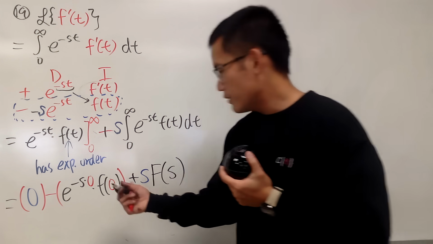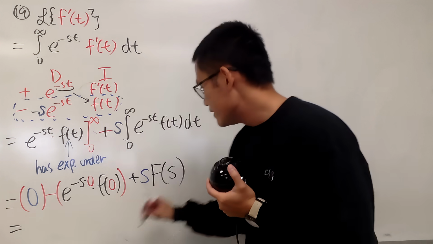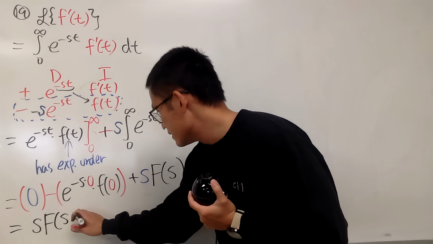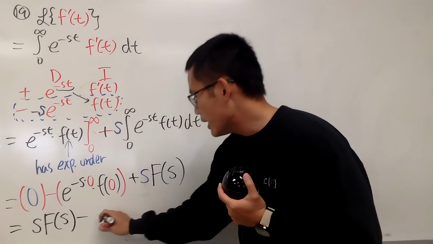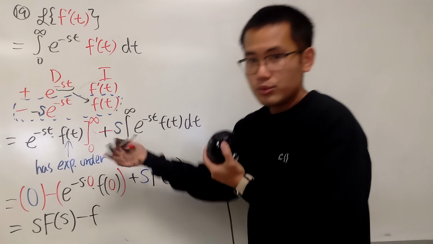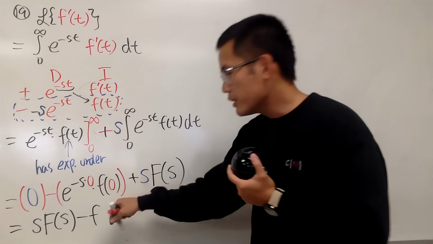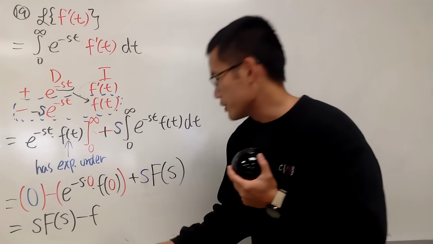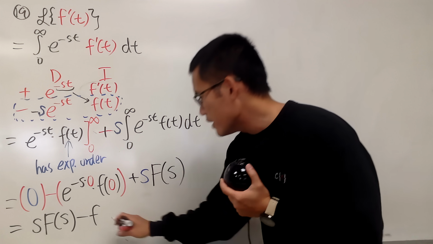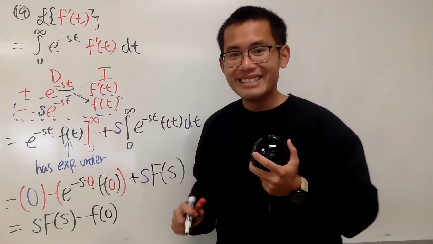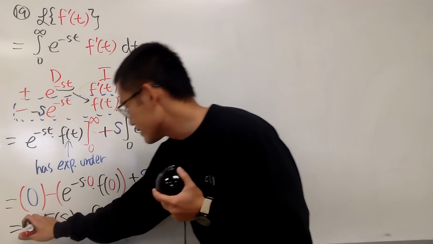So I will fit in everything here. Finally, we have s F of s minus little f. So you have to refer back to what your little f is, right? So you should look back at your functions. And usually you do this when you're solving a differential equation, an initial value problem actually. So usually this would be given, and you have f of 0. That is for this, and we are done. Very nice.